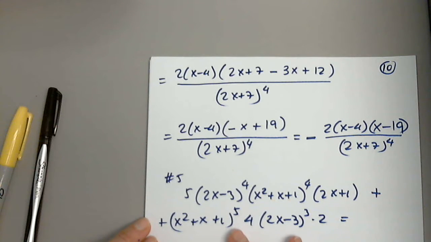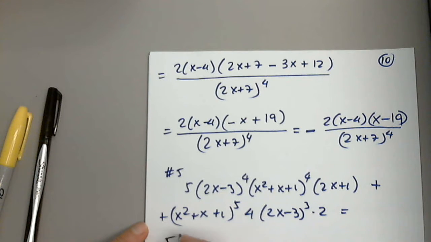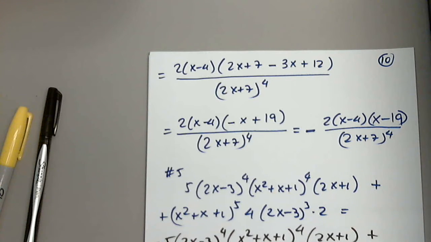I see some factor in the middle, another factor at the end. So I will copy 5, 2x minus 3 to the 4th, x squared plus x plus 1 to the 4th, and 2x plus 1. I don't want you to fall behind. Always stop me if you think that I'm going too fast. Please.